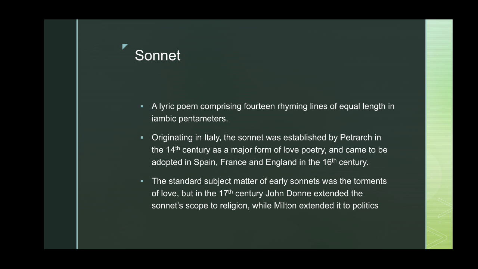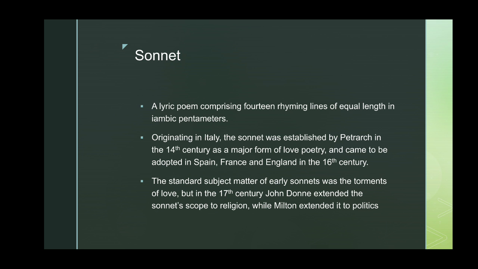Actually, it was not invented by Petrarch. As I have written, it was established by Petrarch in the 14th century as a major form of love poetry, and it came to be adopted in Spain, France and England in the 16th century. So actually it was invented by an Italian poet, Giacomo da Lentini. Okay, so he was the inventor of the sonnet form. But the sonnet was made famous by Petrarch.